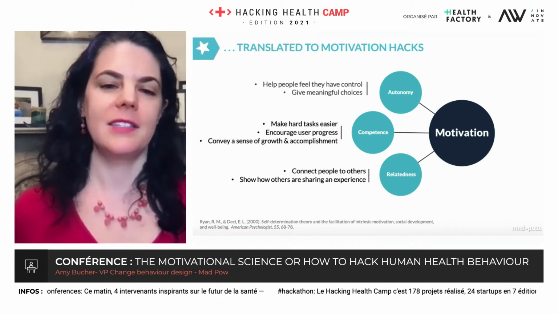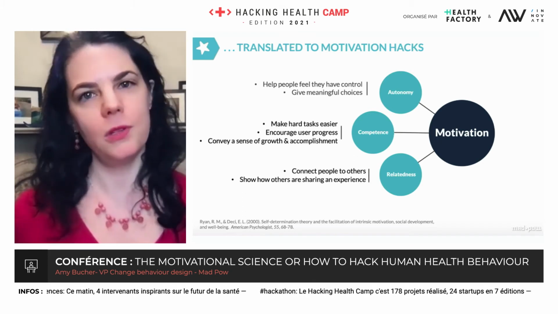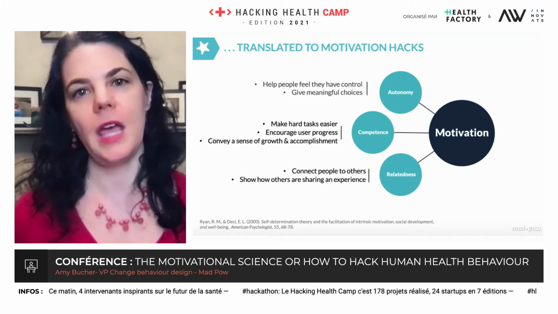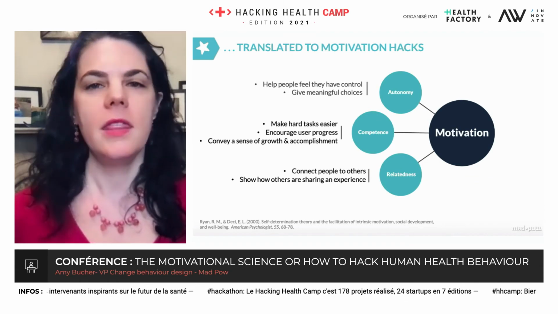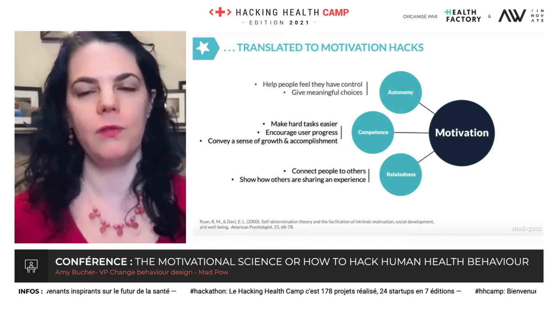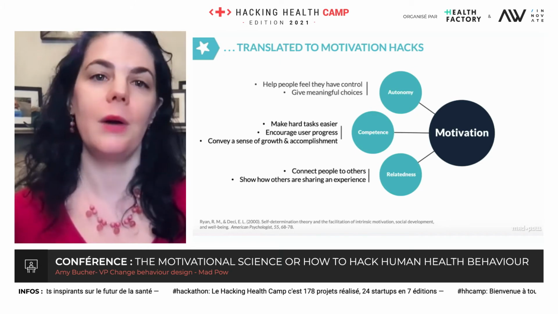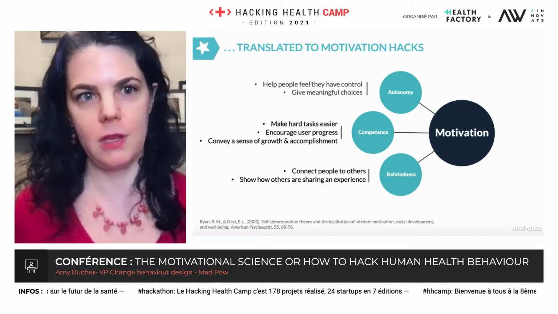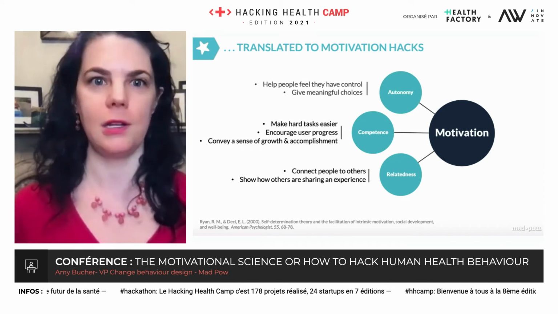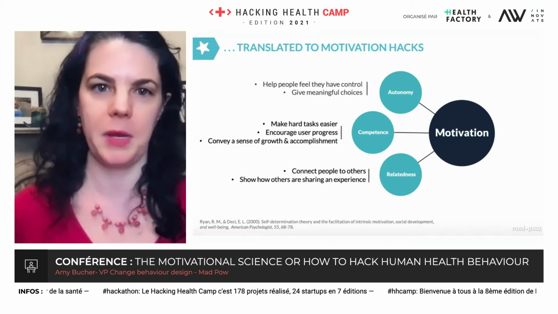Finally, for relatedness, connect people to others. If there's an opportunity to make a health intervention actually social, that may be a thing to explore. And then, of course, you don't need to have other people involved in the intervention, but can you show how others are sharing the experience? So again, I will show examples of all of these, but I wanted to provide a tip sheet, a high-level list of what these hacks might look like.